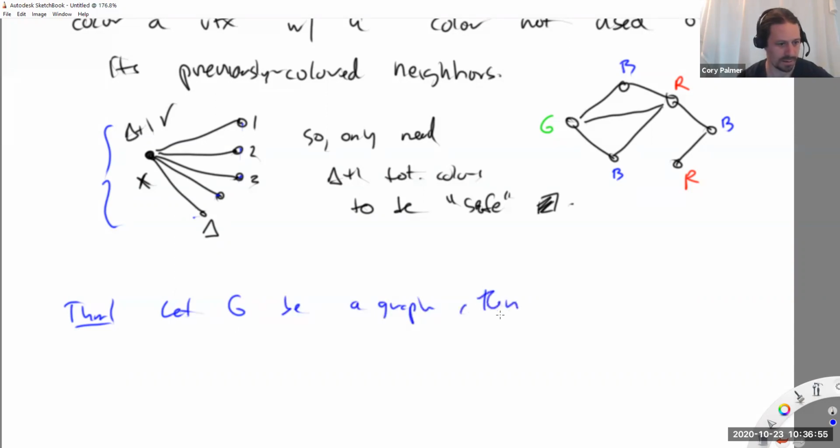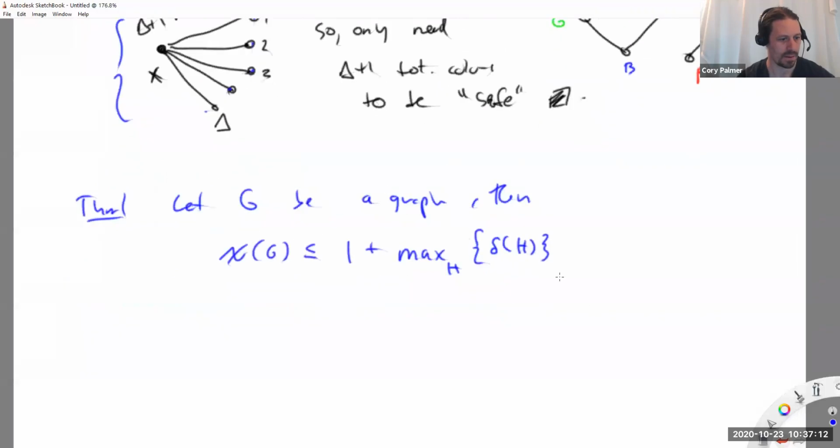Then, if G is a graph, the chromatic number of G is at most 1 plus the maximum over every H, I'm going to say what that is in a second, of the minimum degree of H. Okay. So what are all these things here? That's the min degree of H. And what's H here? H is an induced subgraph.